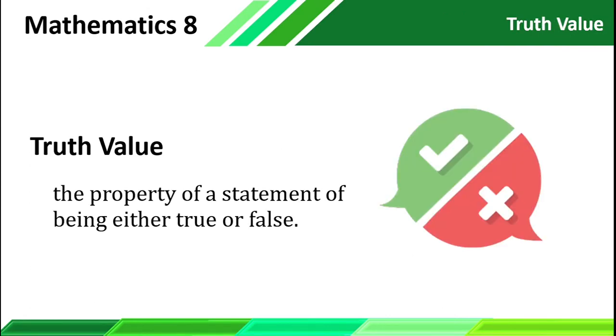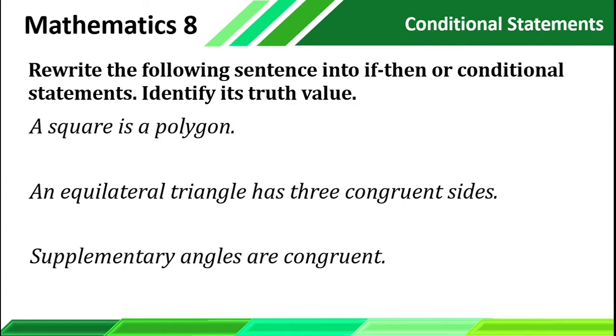When we are talking about conditional statements, we also have the truth value. This is the property of a statement of being either true or false. In simple words, we are just determining whether the conditional statement that we created is a true or a false statement. Let's have this activity. Rewrite the following sentences into if-then or conditional statements and then identify their truth value.